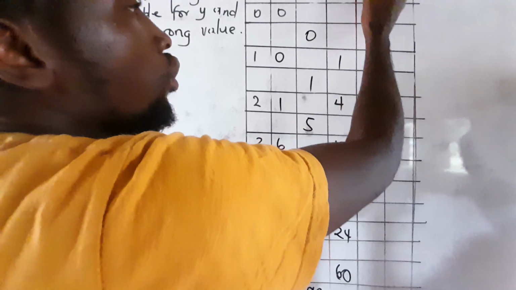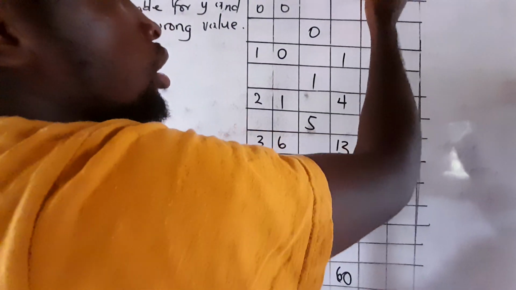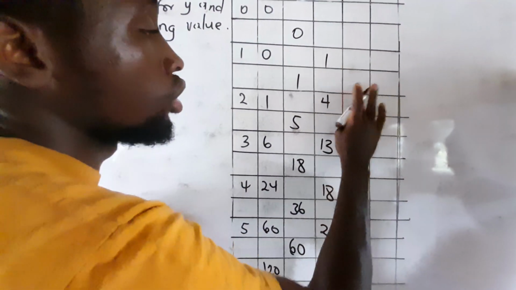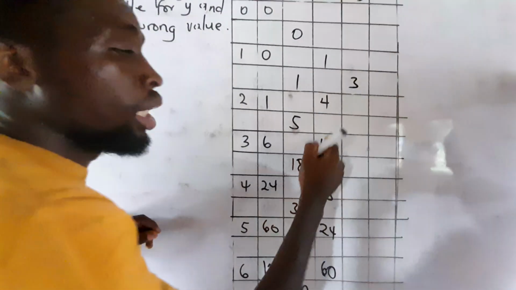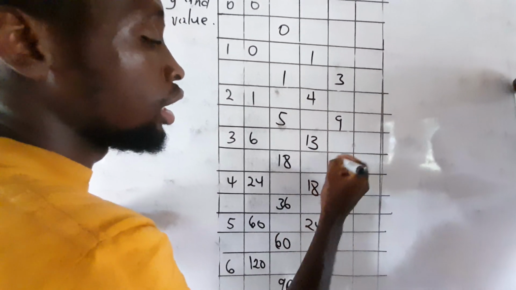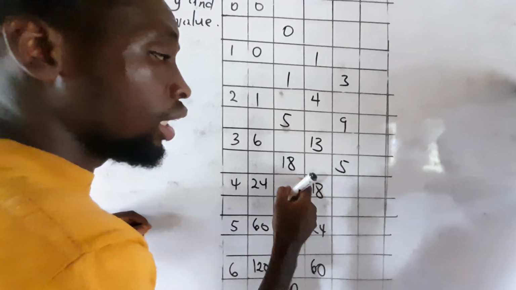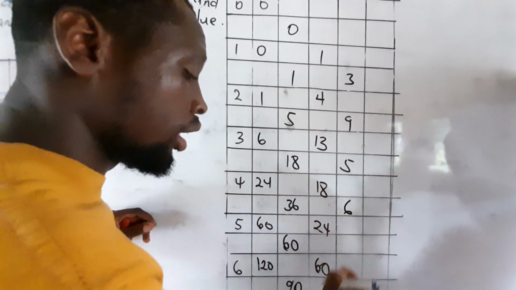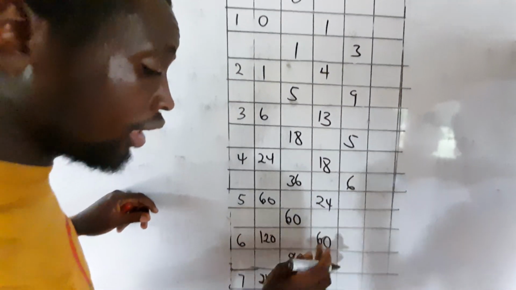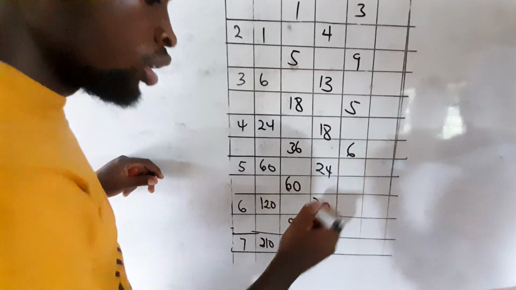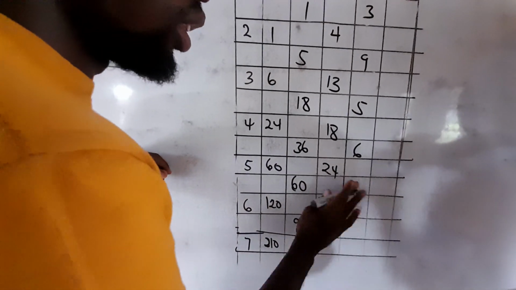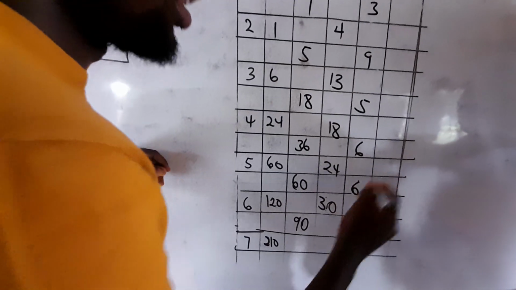We find the third difference, which is delta cube y. 4 minus 1 will be 3, sorry. 13 minus 4, that will be 9. 18 minus 13 is 5. 24 minus 18 is 6. Then 30 minus 24 will be 6. I hope you get that.